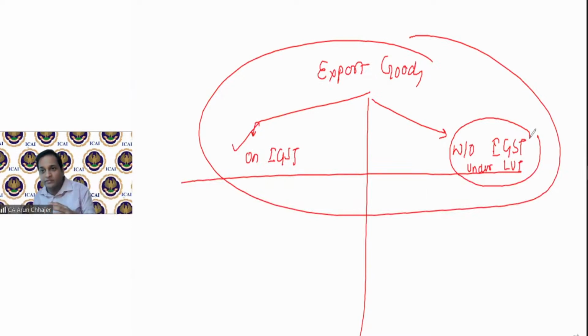If everything is okay with LUT, LUT is an advantage. I am not required to pay anything, and later on I can take the refund of my accumulated ITC also. So what is the harm in going to the LUT route? Obviously, my specific question to you as a consultant is, why should one go for the IGST route?